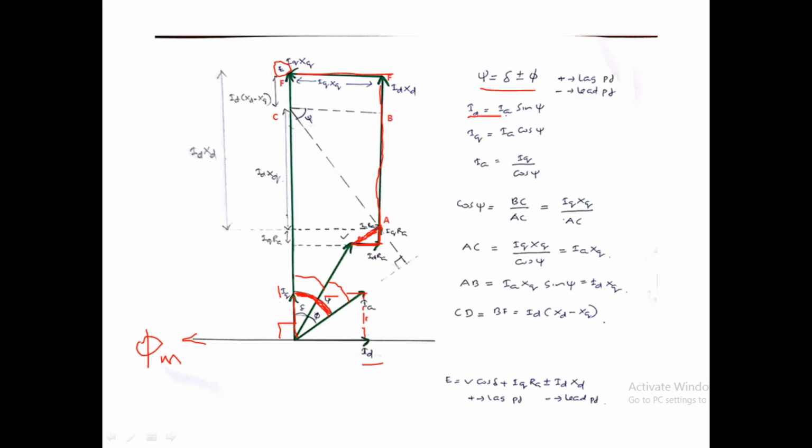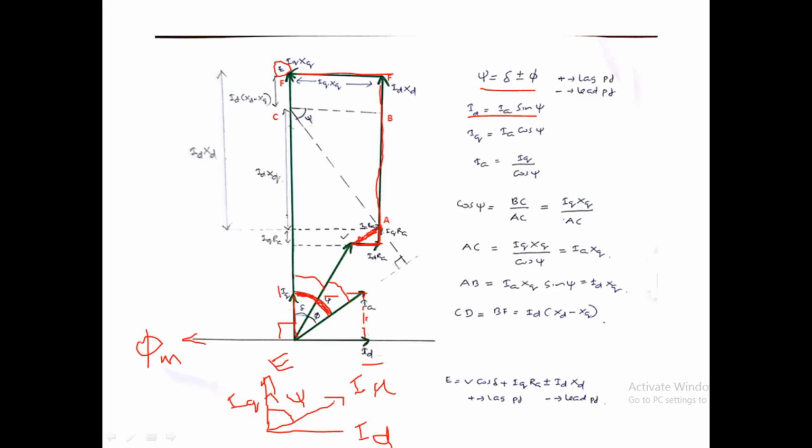Now what is Id? Id will be Ia into sin psi. How is it coming? You can see here, this is E, this is Ia, this is Id, and this is Iq, which will be along E. And this angle is psi. So you can draw it like this.